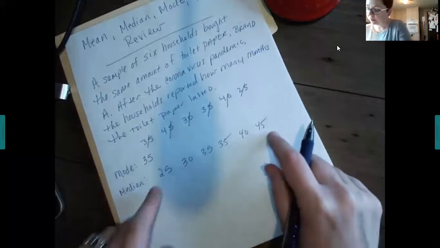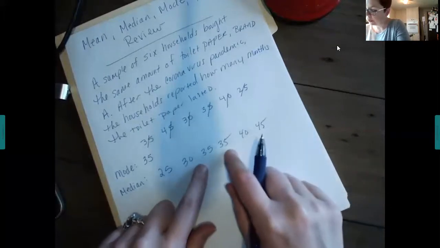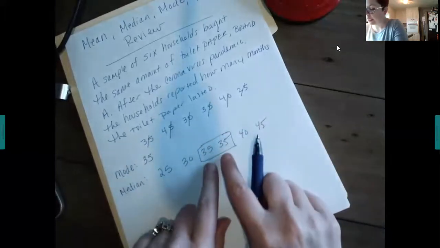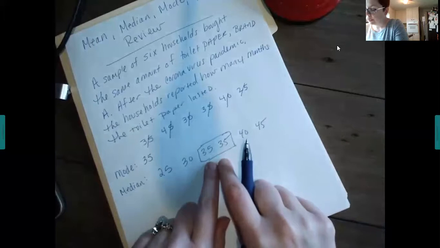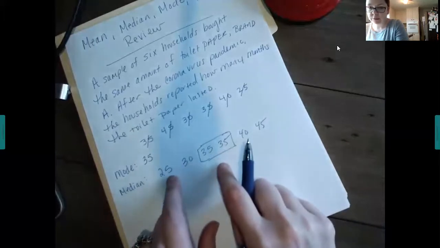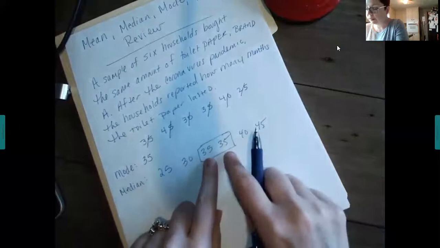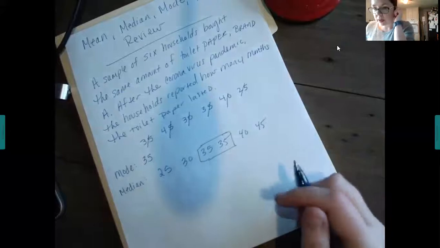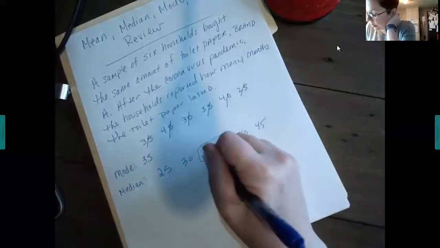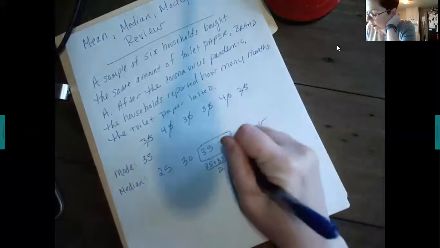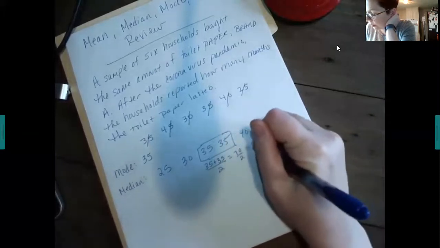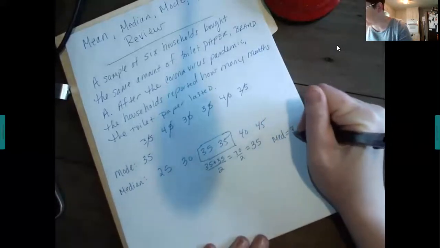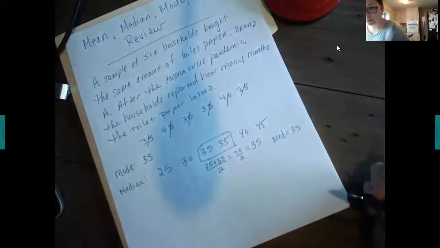So if we count inwards, we see that when we get to the middle, these 2 numbers taken together split this in half, meaning that there's 2 numbers below here and 2 numbers above here. So this is symmetric. So generally speaking, the process is we're going to add the 2 numbers and divide by 2. But again, we have the same number. So again, it just comes out to be that. So the median is 35, just like mode.